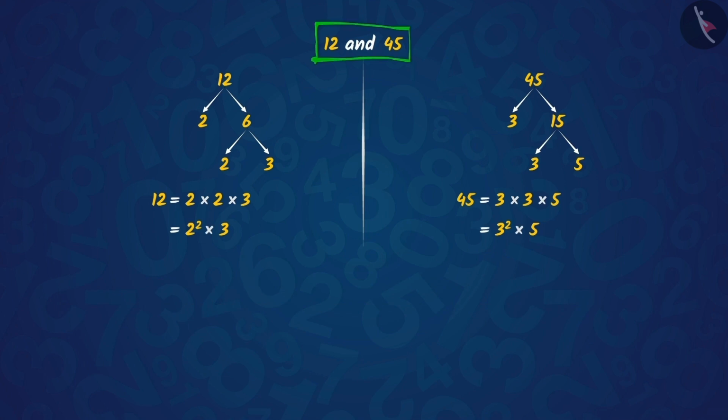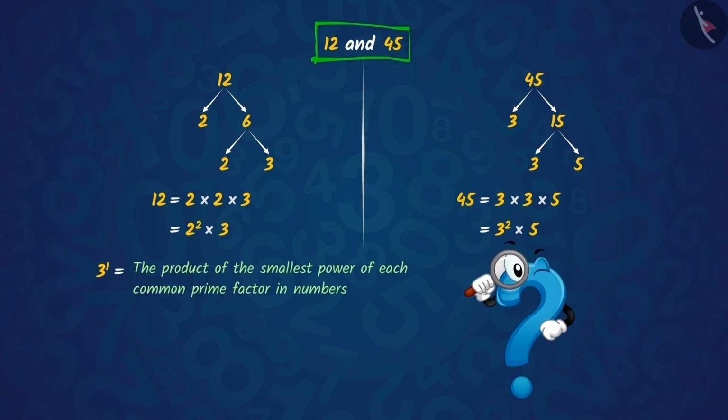Let us now discuss the factors of 12 and 45. We can see that the common factor of both the numbers is 3. What do you understand by this? We have learned in the previous video that the product of the common prime factors of two positive numbers is called the highest common factor, HCF.